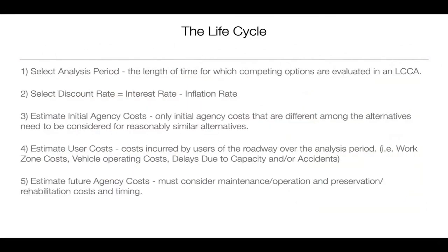So the life cycle, which is basically how it works, first you select the analysis period. So it's a length of time for which competing options are evaluated. And usually that's about 40 or 50 years. And then you select the discount rate, which is the interest rate minus the inflation rate. Then you estimate the initial agency cost. So only the initial agency costs that are different among the alternatives. So if they're the same, then you don't really need to estimate those.